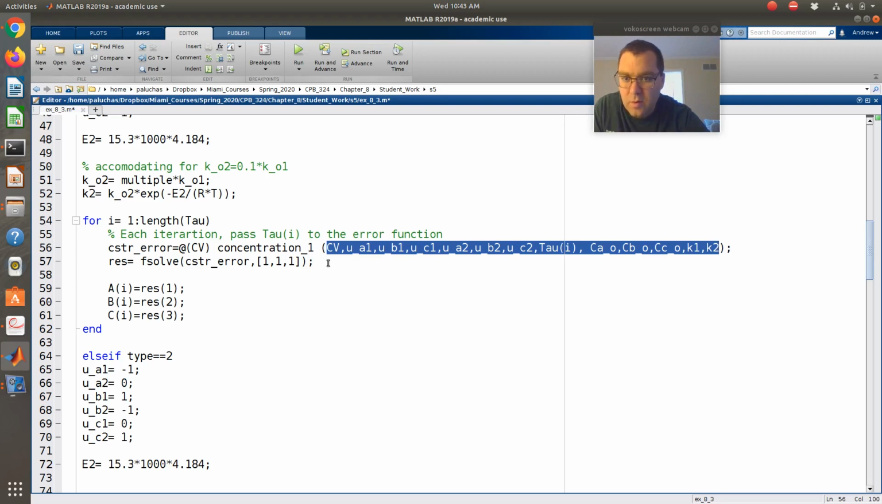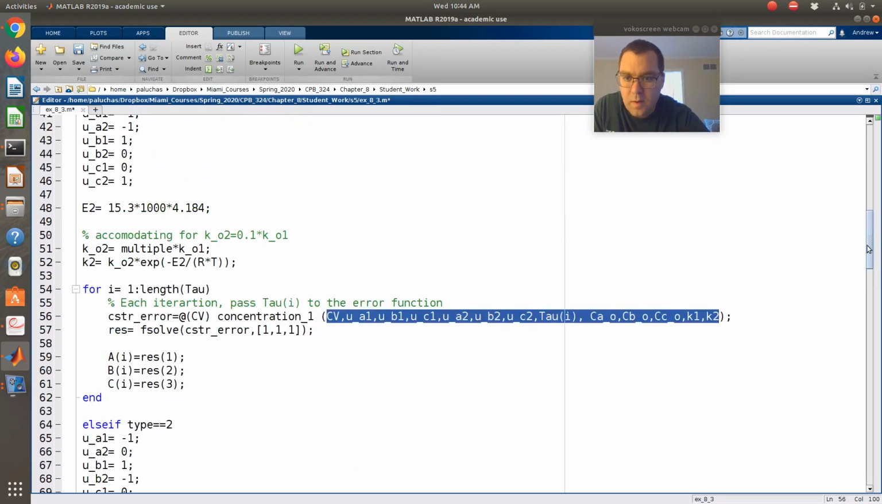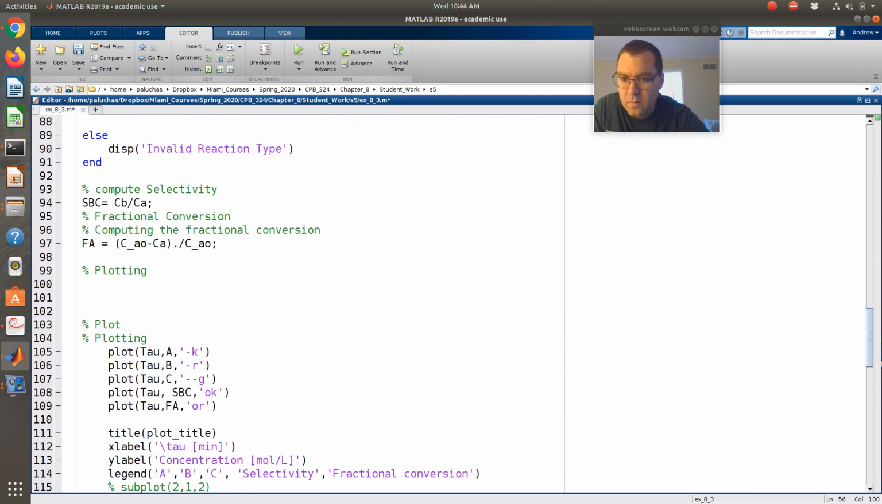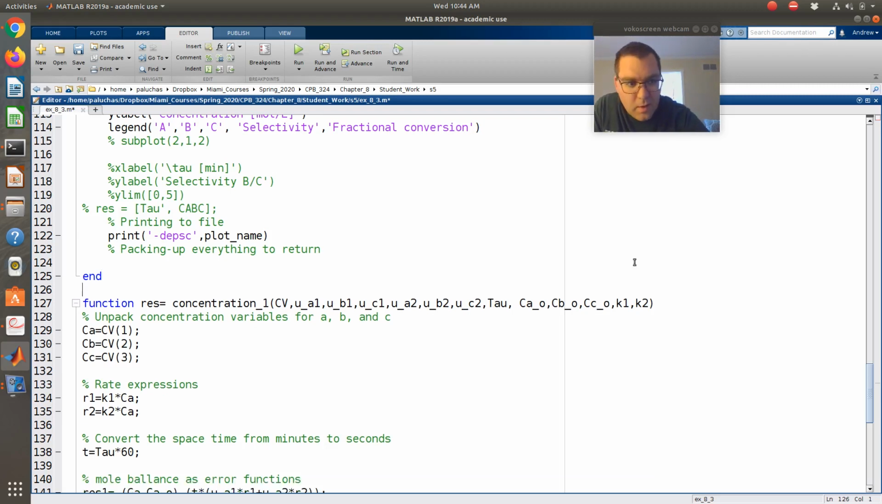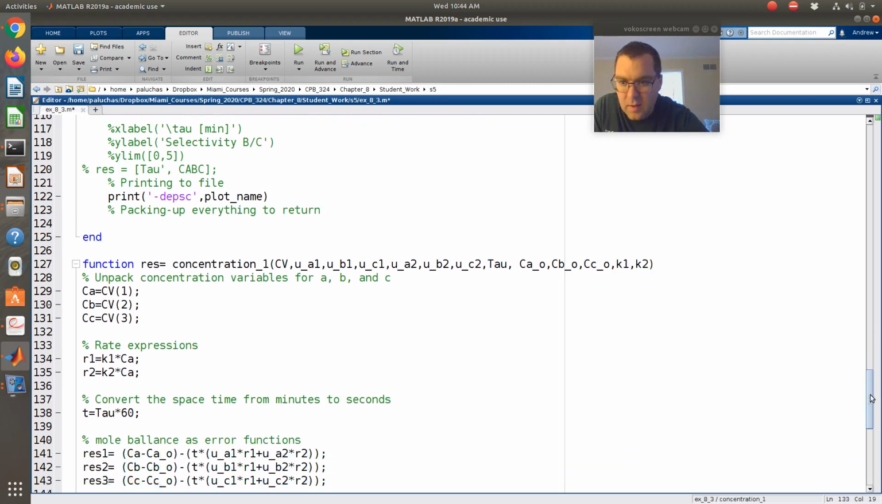Let me copy this and let's look at that concentration error function. So we're going to create an anonymous function where the only input is CV, so that must be concentration of A, B, and C, which we're going to solve for. I'm pasting this long list to try and match up. There's CV, the stoichiometric coefficients of my components, my tau value of interest, my initial concentrations, and K1 and K2. Okay, that looks good. So within here, unpack CV, so you get concentration of A, B, and C.